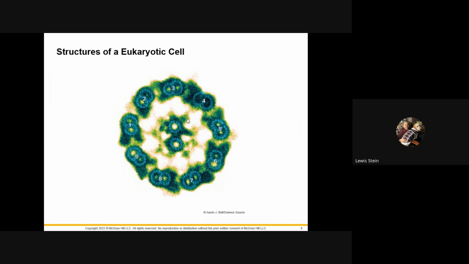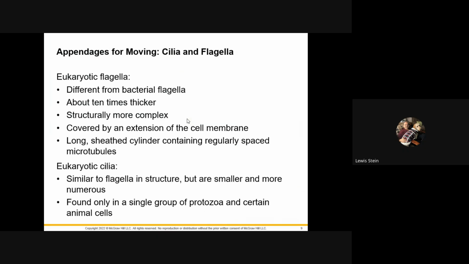Okay. They have flagella. The smaller version is a pili, smaller still is a fimbriae. So that's important. And those are all made out of microtubule. Different than bacterial flagella, thicker, more complex, rather than just a line of proteins. You have that 9 plus 2 of microtubules that are there. Cellular membrane covered, long sheath cylinder, regularly spaced microtubules. Cilia similar but smaller, more of them.